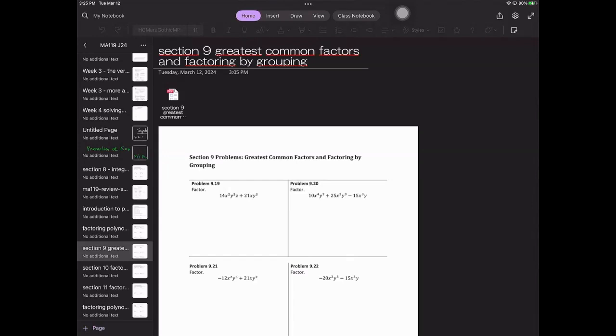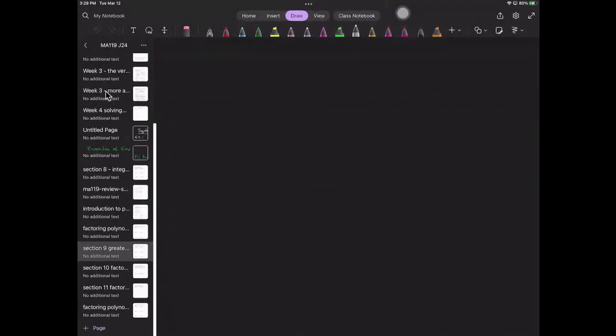Also, we're going to see how, related to the GCF, we're going to factor by grouping as well. So we have to group and apply the GCF for each of the groups we have in order to factor the polynomial. So let's start with what the GCF is. The greatest common factor. GCF, greatest common factor.